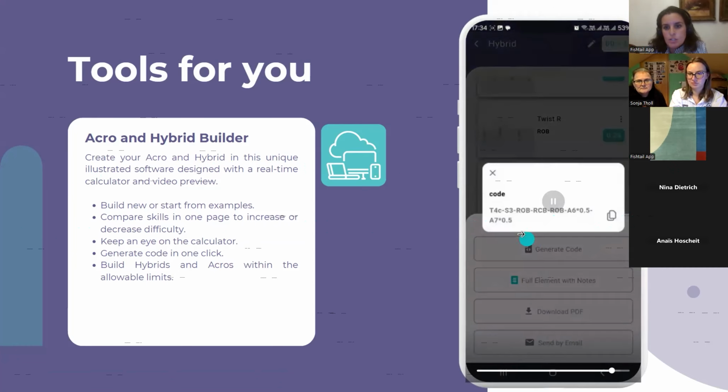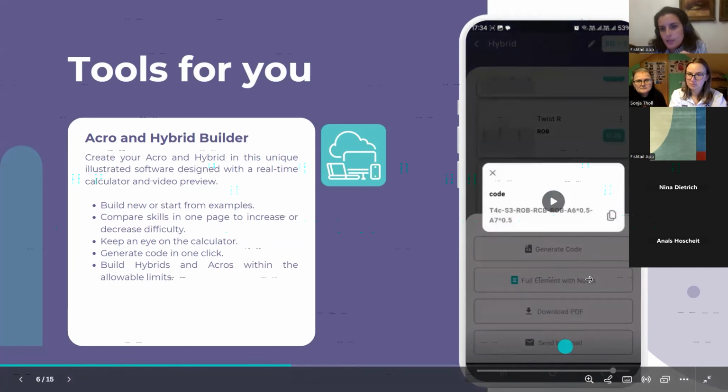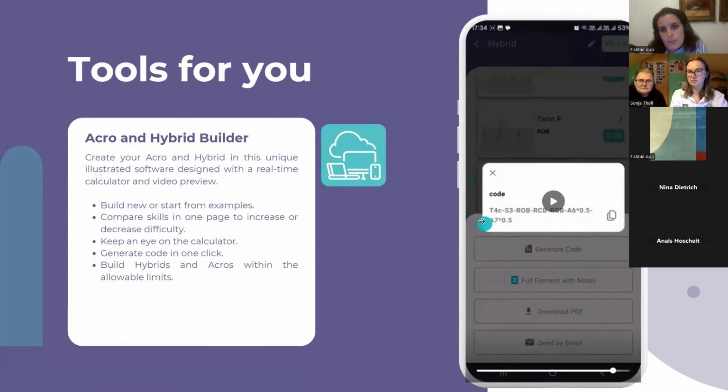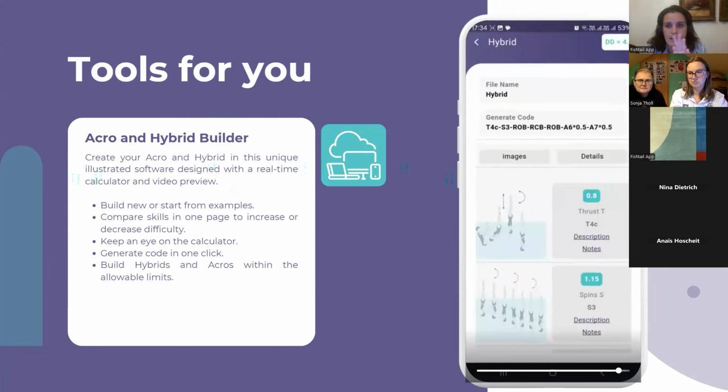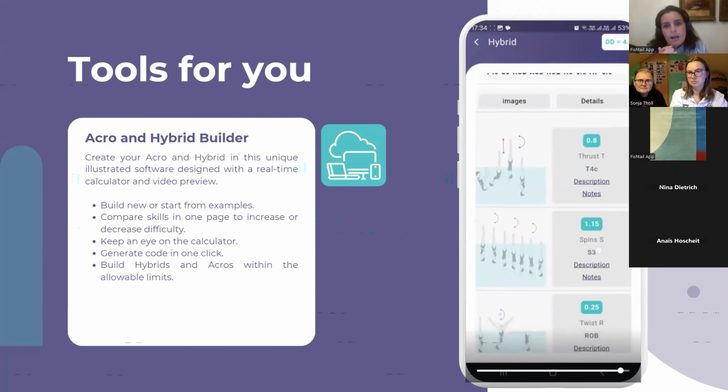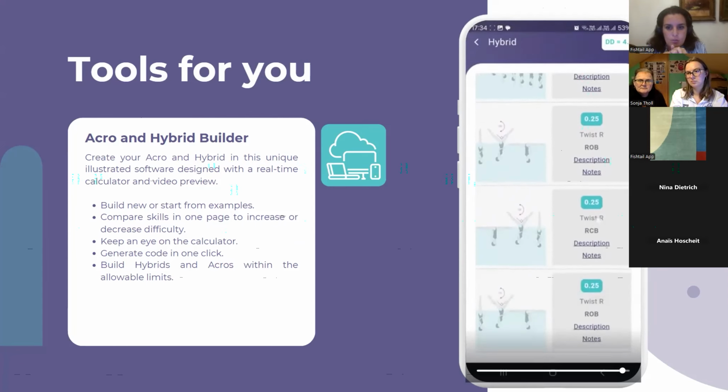The next step is to generate the code. So I clicked on generate code, and I got the code written down, as you can see, with the factoring. And you just click here, copy, and you paste it in your coach card. So it's very easy. You have it in illustrations, you have it as a code, you can copy and paste. And if you go beyond the limit, which is 5 per family and 3 per technique, it will not allow you. It will show you an error message.